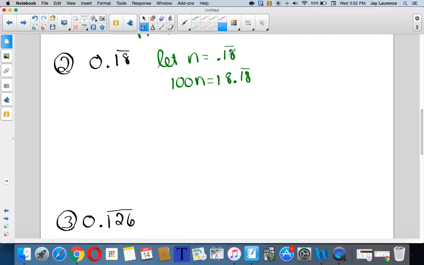Now I subtract the original equation from the first, and I tell you, I will cry if you tell me that 100n minus n is 100. It makes no sense. If I have 100 noodles and I eat one of them, I have 99 noodles left, right? Not right, correct. And that's going to equal 18 because those canceled out. All right, so now I divide by 99.